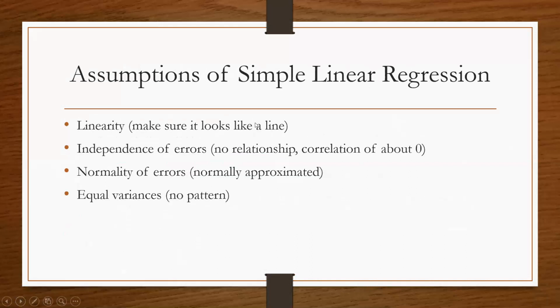So the assumptions of simple linear regression are that it's linear. For the independence of errors, basically there's no relationship in the errors. The correlation for the errors is about 0. The errors are approximately normal, there's equal variance, and there's no real pattern in the errors.